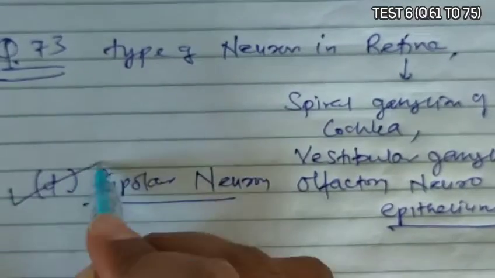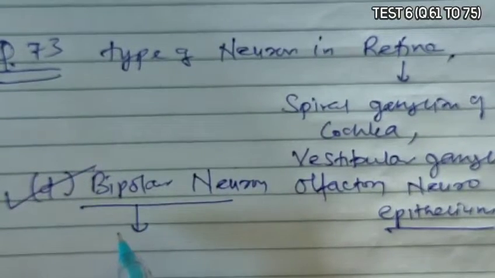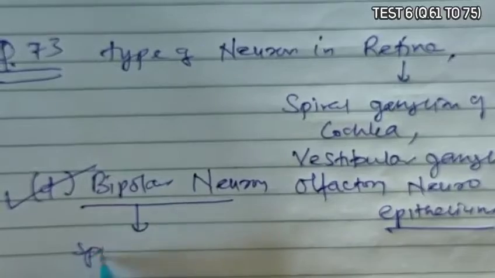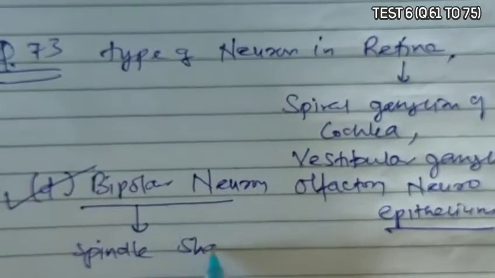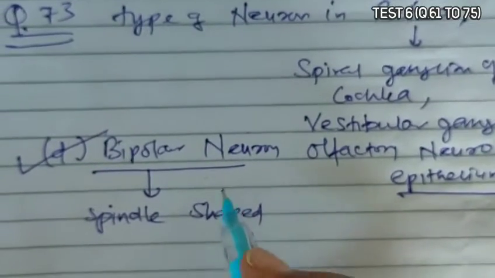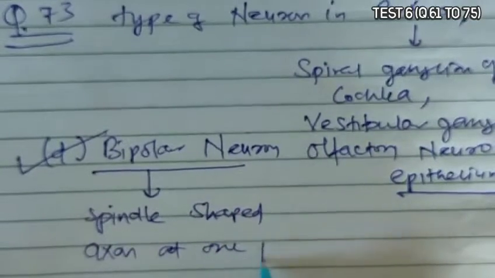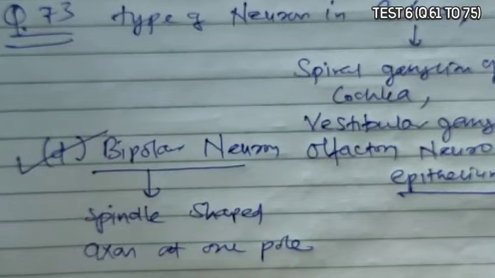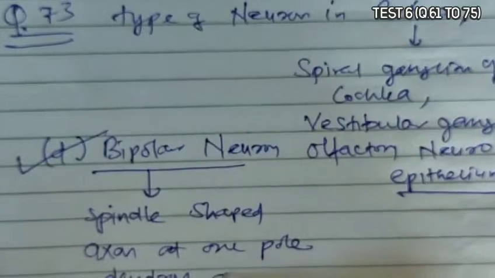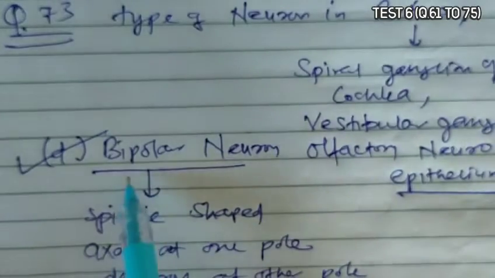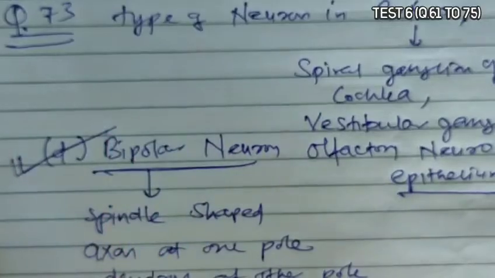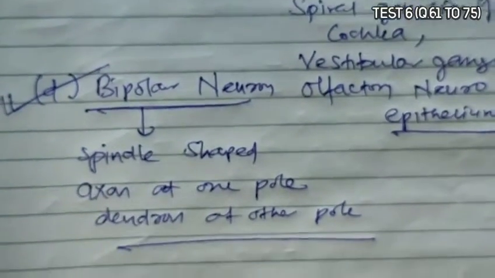Bipolar neurons are found. Now, bipolar neurons are typically spindle shaped, having an axon at one pole and a dendron at the other pole. So this type of neuron is bipolar neuron and they are found in the retina. That is question 73.